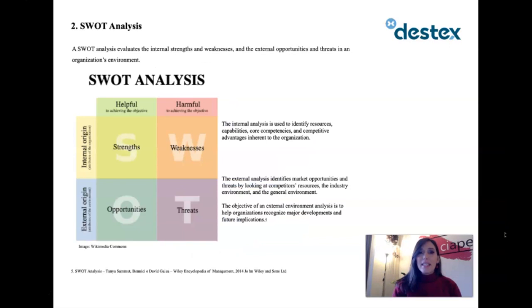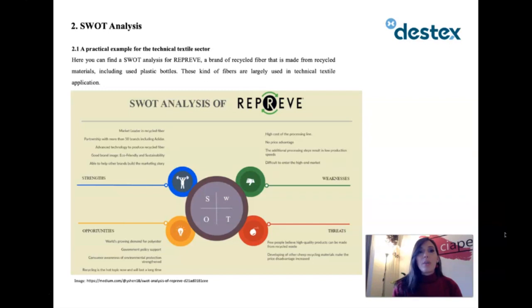A SWOT analysis evaluates the internal strengths and weaknesses to identify competitive advantages, and the external opportunities and threats that can affect an organization's competitiveness. Here we find a practical example of SWOT analysis applied to the technical textile sector: Repreve, a brand of recycled fiber made from used plastic bottles, also used in technical textile applications.